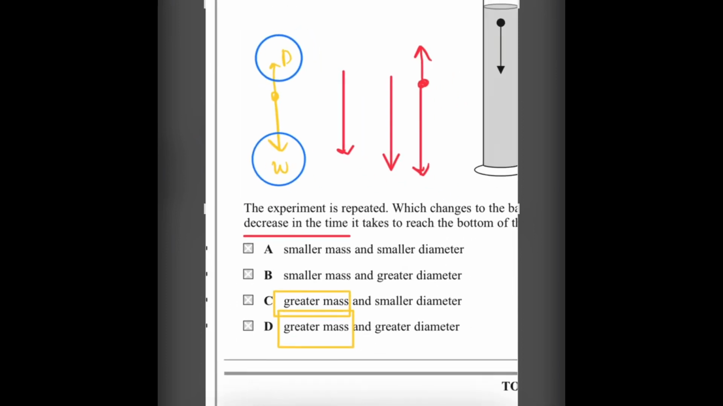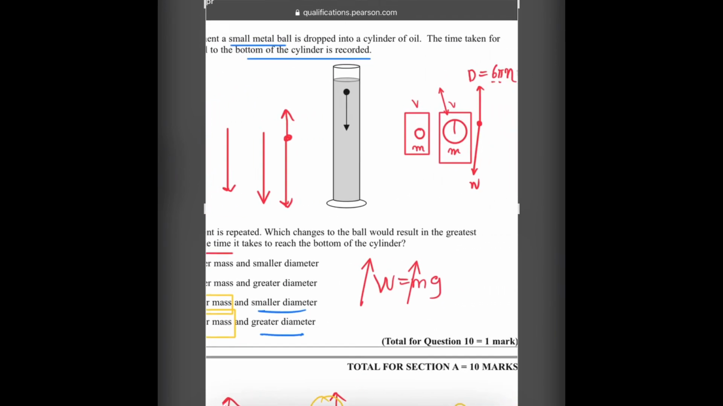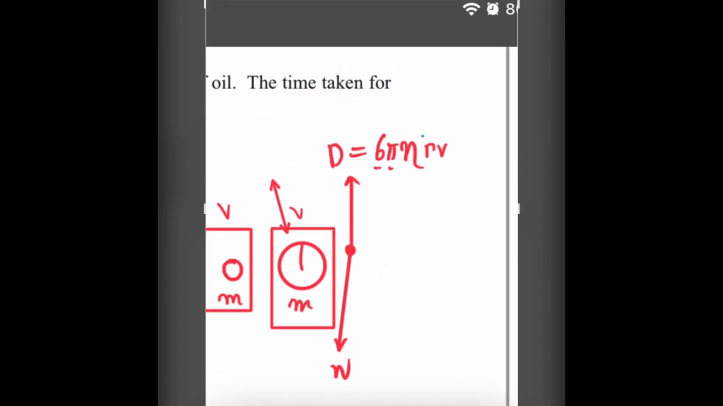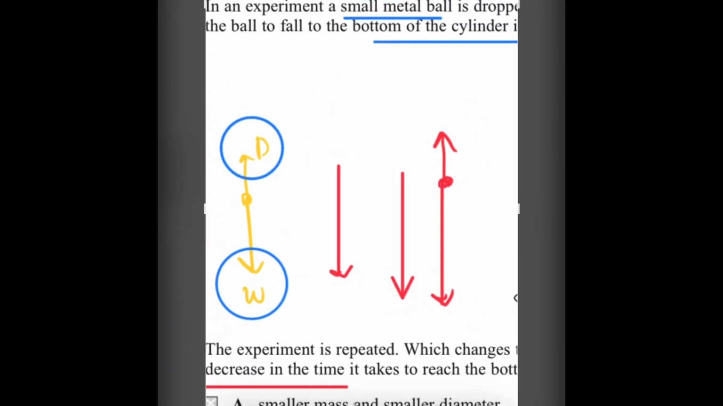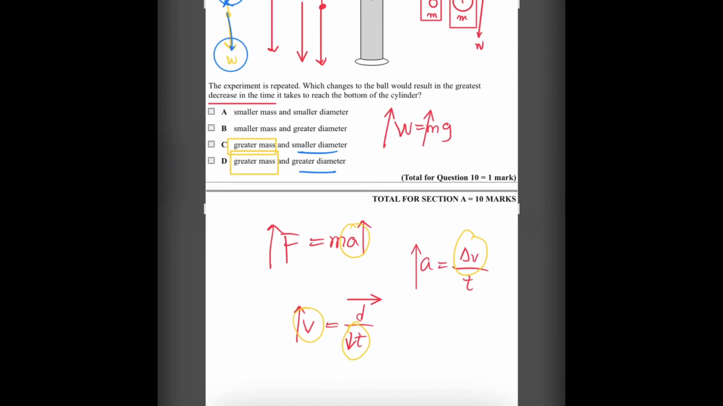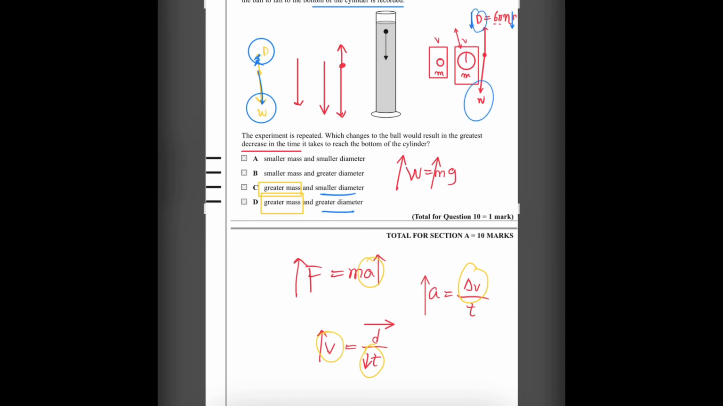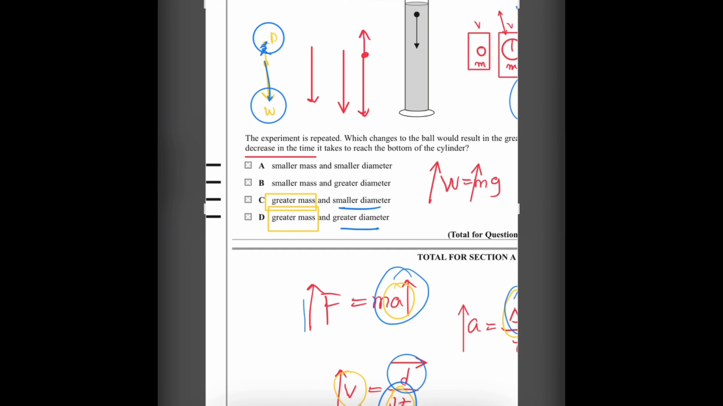To lower the drag, do we need a smaller diameter or larger diameter? We will need a smaller diameter. This is because a smaller diameter means a smaller radius, and a smaller radius means a smaller drag force. Since the drag force is smaller, the resultant force downwards would be greater. Resultant force greater, acceleration greater, velocity greater, so the same distance is covered in less time. So we will need a greater mass and a smaller diameter. So the only option is C.